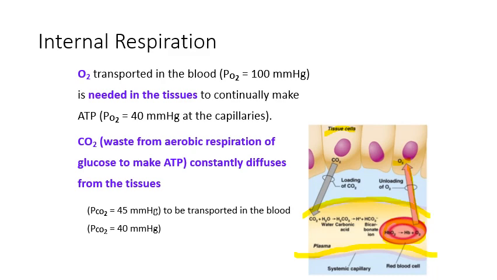Right, and the opposite's going to happen to CO2. These tissues, having done a whole bunch of cellular respiration, are creating a lot of CO2 as a byproduct of that respiration. That CO2 then is in high concentration in the tissues, low concentration in the capillary, so it's going to flow down its concentration gradient from the tissue cells to the capillaries. Right, and it doesn't take much change in partial pressures to get this to happen. Just a slight change in the partial pressures of these different gases is going to cause them to flow down that concentration gradient.